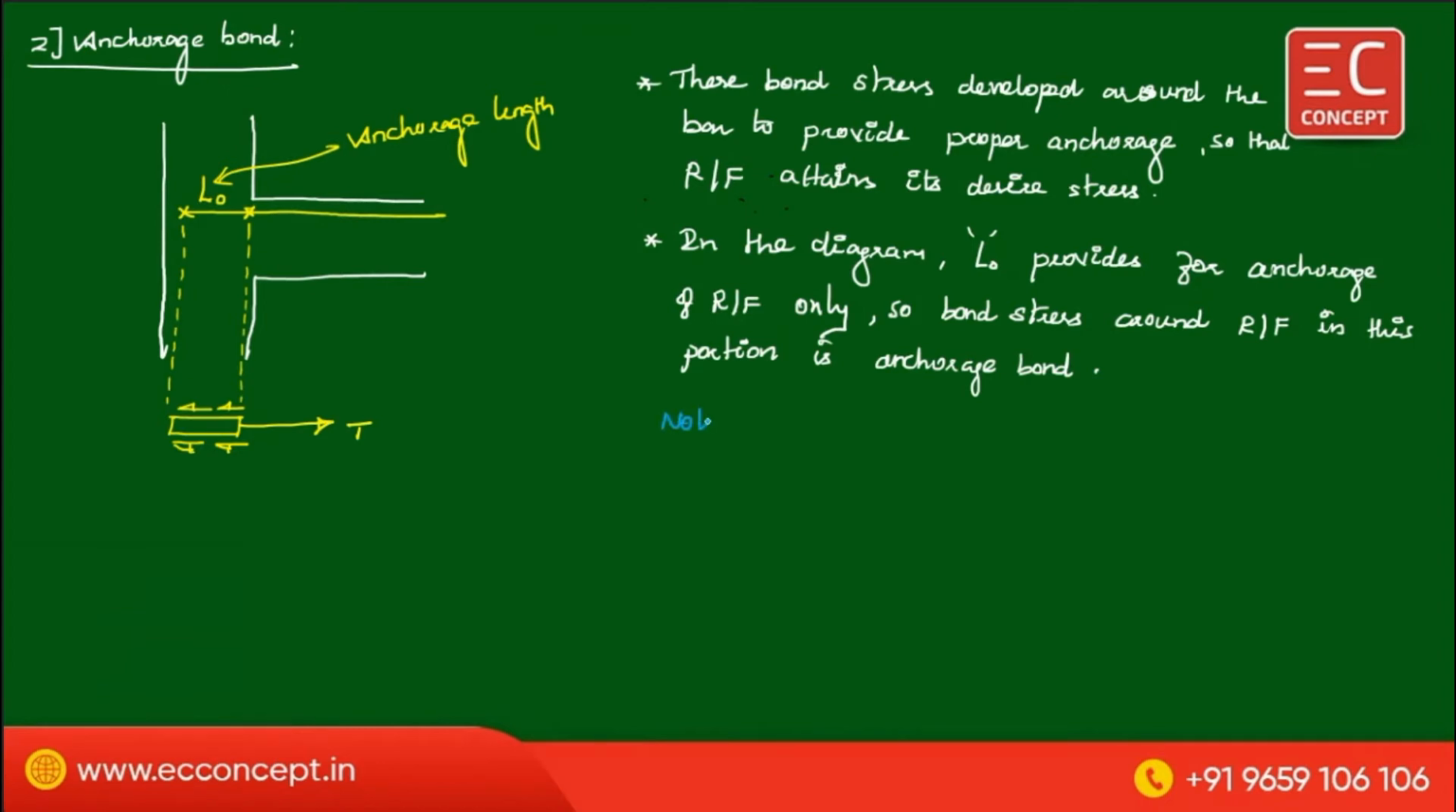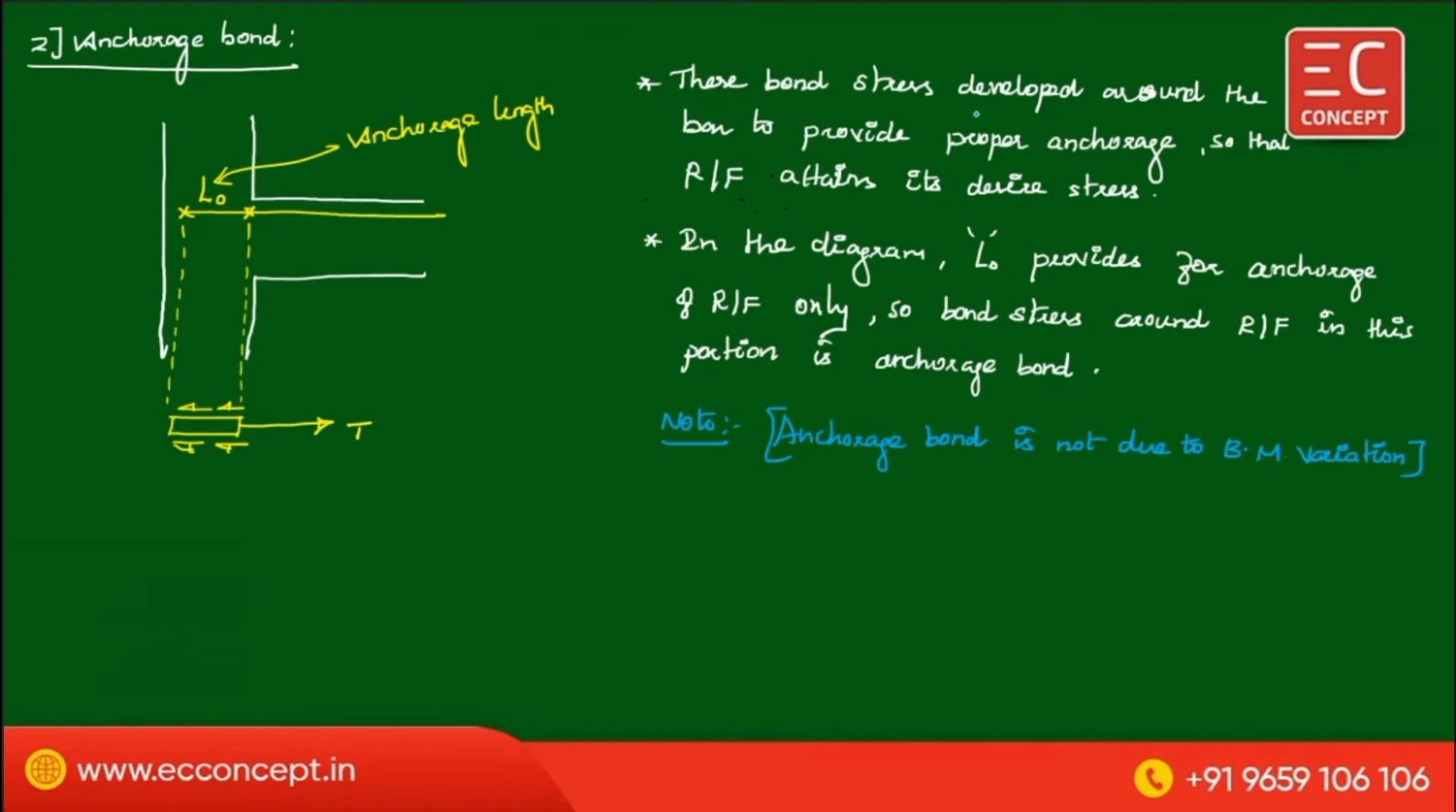This is anchorage bond. Anchorage bond is not due to bending moment variation. But the flexural bond is due to bending moment variation. Anchorage bond is not due to bending moment variation. Be careful.